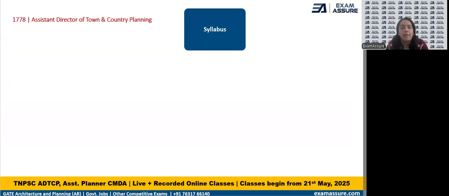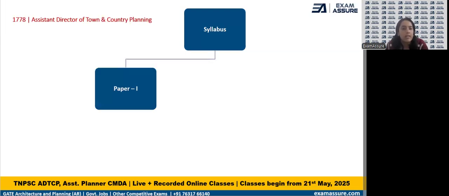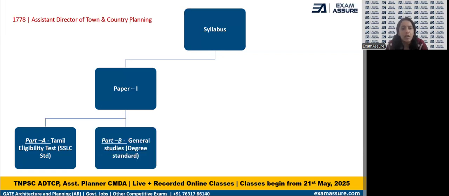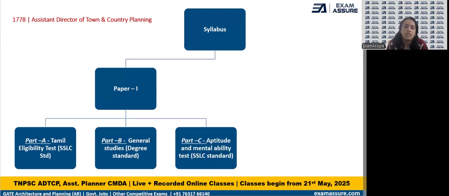As far as the exam pattern is concerned, the syllabus can be divided into 2 parts, that is paper 1 and paper 2. Paper 1 consists of 3 parts. Part A will be conducted for the Tamil eligibility test, which would be at SSLC standard. Part B would contain general studies, which would be of degree standard. So here all your GK based questions can be expected. Part C would consist of aptitude and mental ability, which is also at SSLC standard.